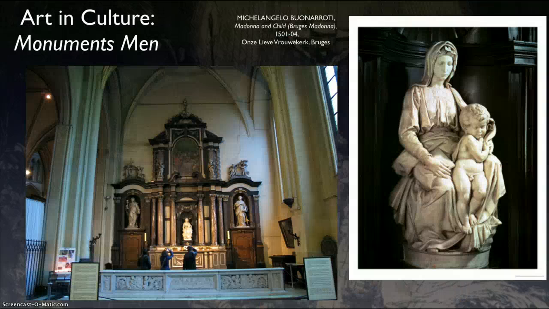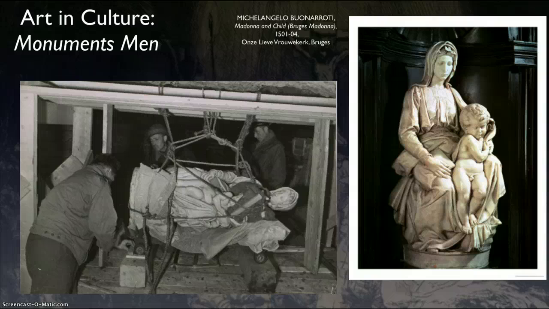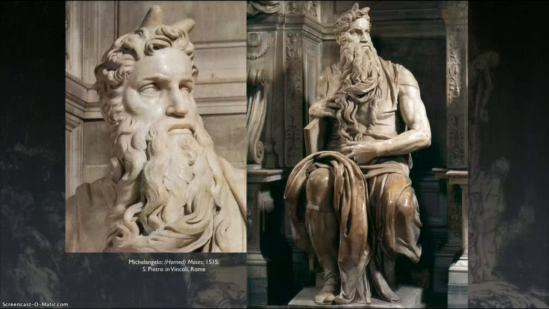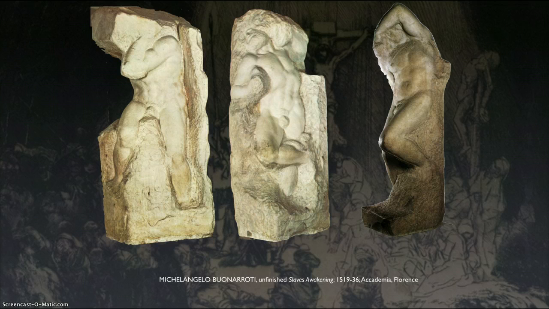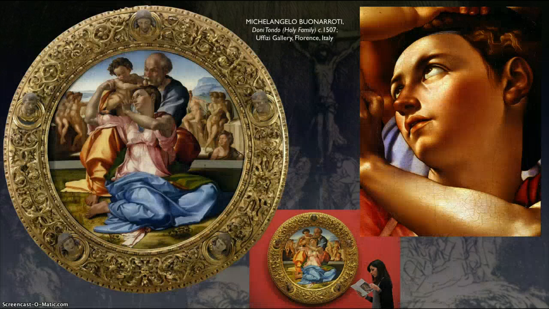Okay. Some of the things that he also did, this became famous in Monuments Men, the great horned Moses that he did for Julius II. I just love that. It was supposed to be part of a grand tomb that he didn't get to, and that's really the only piece. Instead of doing 40 or so sculptures, he only finished one. Here are some that are unfinished. He's a painter with oil paints.